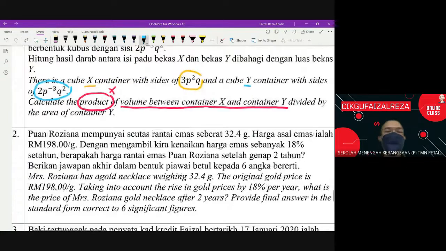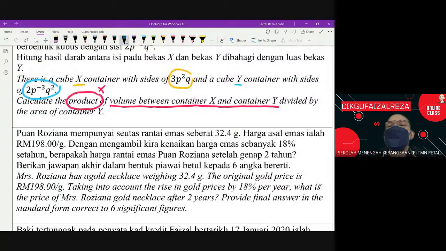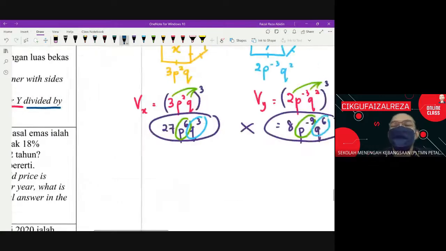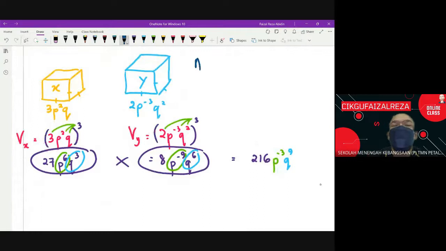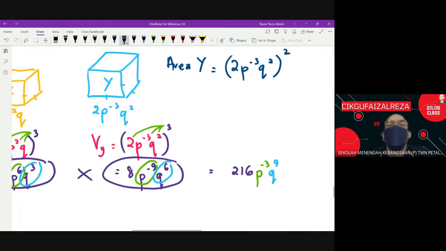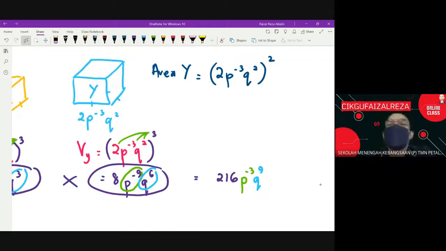Okay, now we look back at the question. We're not finished yet. Why? Because if you look over here, we have what? Divided by the area of container Y. Now we have to find the area for container Y. So 2p negative 3 q square, you are going to have a square, isn't it? Area. Okay, so we find it. P negative 3 and 2 over here, what do you get? Yes, you are going to get p negative 6. And then q square over here, you are going to get q to the power of 4.